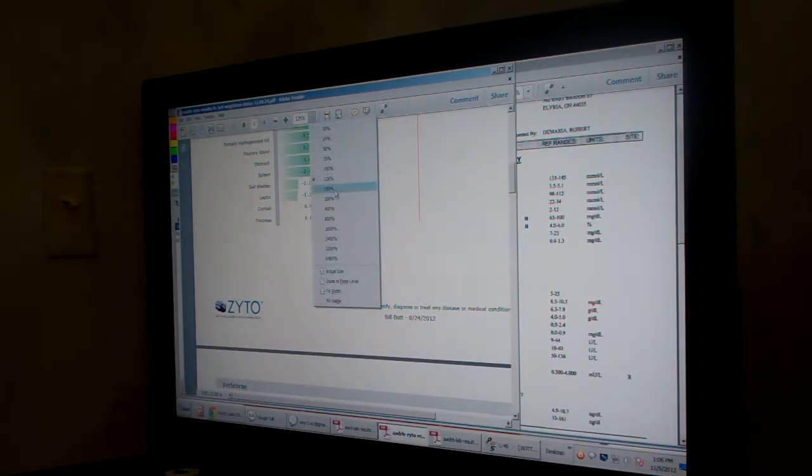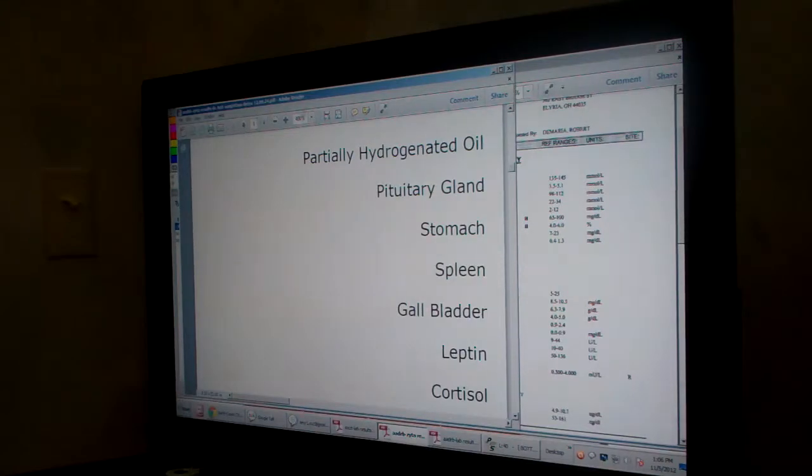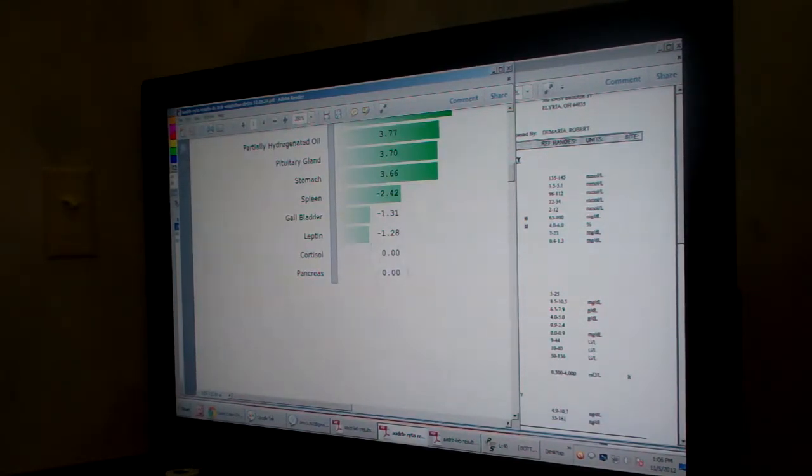And if you look really close where I'm doing this right here, his pancreas right there is zero, and his cortisol is zero. I know his adrenal glands are not working right now. His leptin is basically negative, so I know this guy is constantly hungry. He just has poor dietary choices. I know he has liver gallbladder distress.